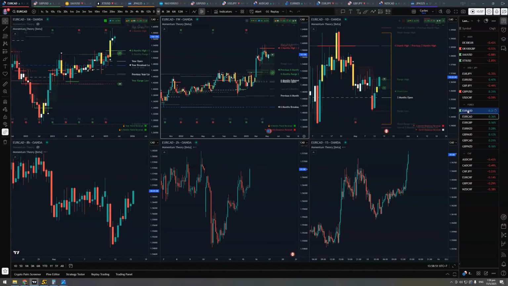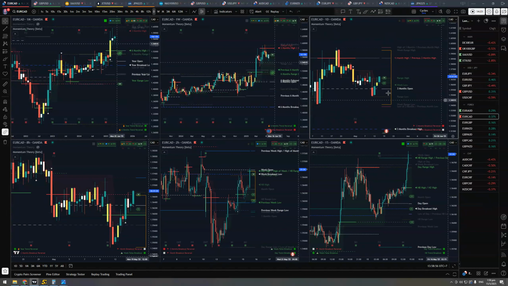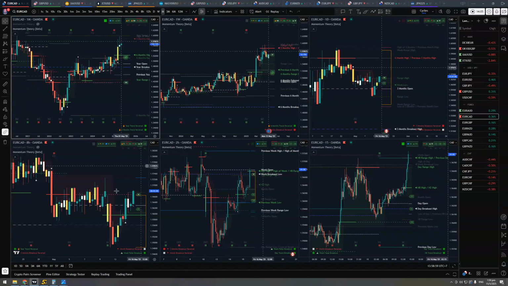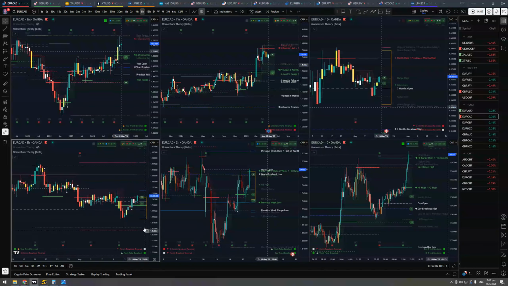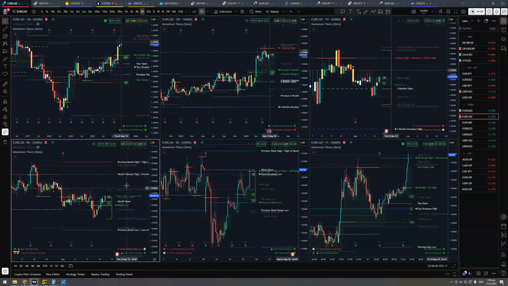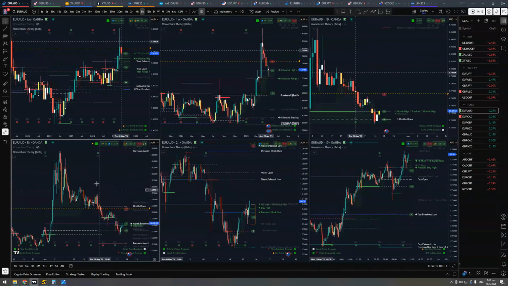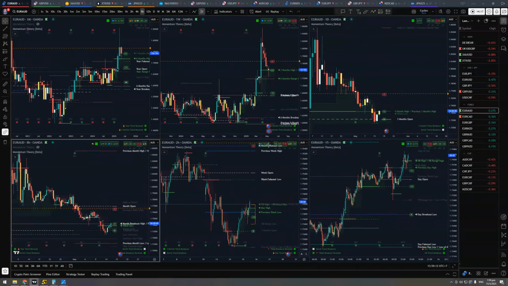Euro CAD. So we have bullish here, but we did fake out that 3 months high, faking out the previous week low, but we're in the middle of a range high, range low. Was Euro Oz in a range? I don't think I saw one. Nope. So we're okay with that.